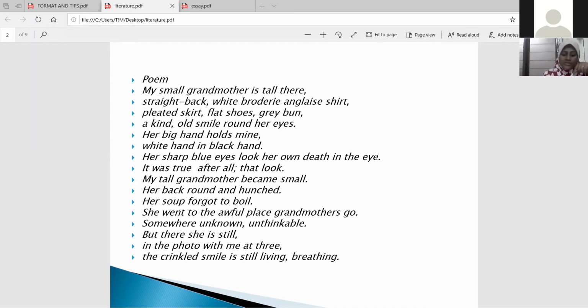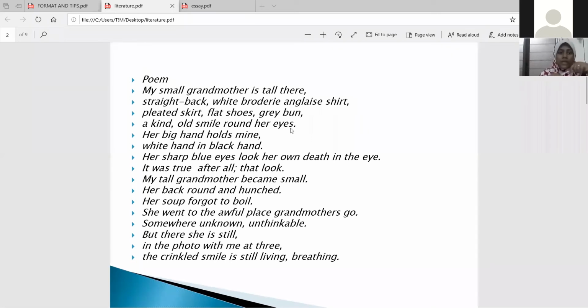With a straight back and white broderie anglaise shirt. She's wearing a white shirt which has an embroidered pattern, which they call white broderie anglaise. And then she wears a pleated skirt, flat shoes, and a grey bun. From here, we can know that the grandmother is a very neat person. Even though she is old, maybe at this age she was about 40 or 50, she is not very old, but she is moving into old age. You can conclude that she's a neat person from what she's wearing.